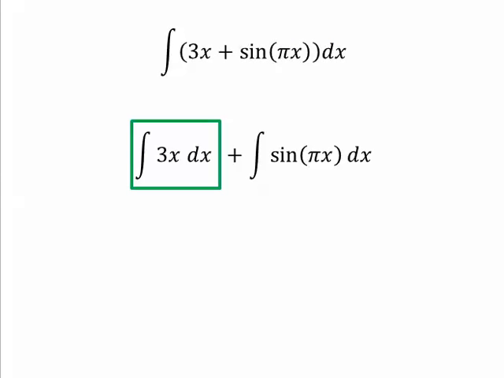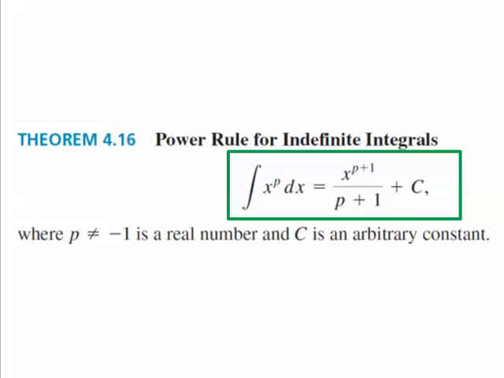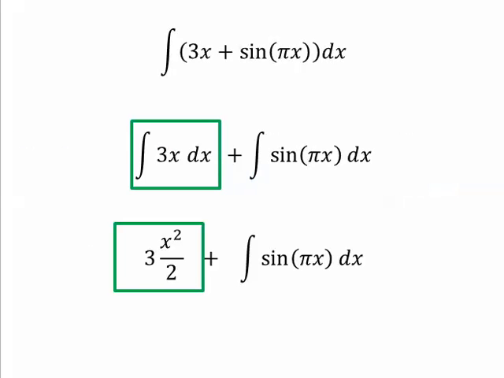To find that antiderivative, I first focus on the 3x. What is the antiderivative of 3x? To solve that, I use the power rule. The antiderivative of x to the p is x to the p plus 1 all over the new exponent. In this case, we have an exponent of 1. So x will be to the new exponent of 1 plus 1, or 2. And then, of course, I have to have it all over that new exponent of 2.